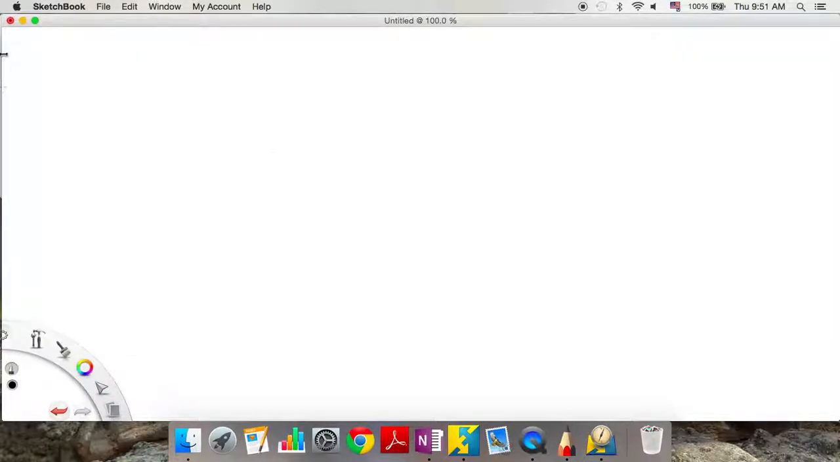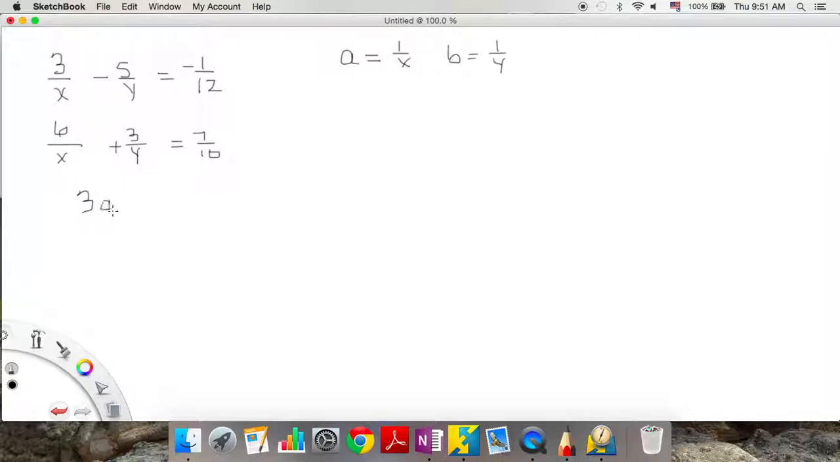Sometimes we're going to have a different scenario where we're going to have to alter it a little bit. Now, we have an equation with two variables, but it looks pretty complicated, more difficult to solve. Well, it's really not, because we can say A is 1 over X and B is 1 over Y, and now all we have to do is solve a system just like we know how to do.